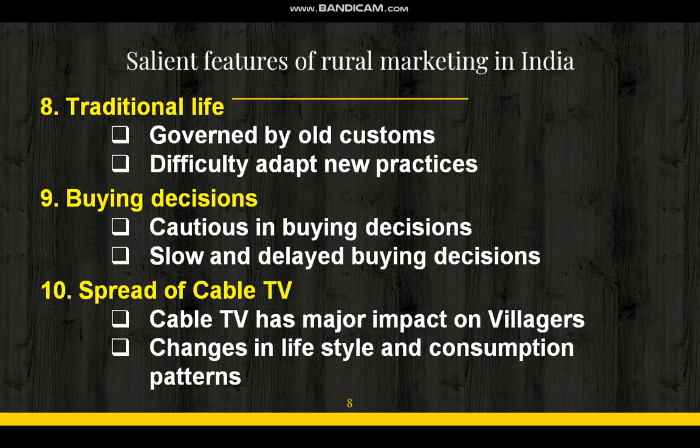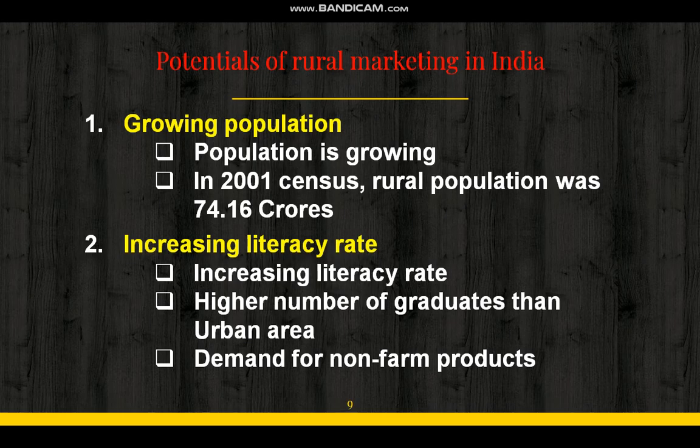These are the 10 points which explain the salient features of rural marketing in India. The other area of rural marketing is the potential of rural marketing in India. Potential of rural marketing in India means the growing importance of rural marketing in India. Many companies are now turning their attention to the rural markets. Major companies such as HUL, Hindustan Unilever Limited, Indian Tobacco Company, ITC, Motorola, Vodafone have built strategies to tap the rural treasures. The first point of this area is growing population.